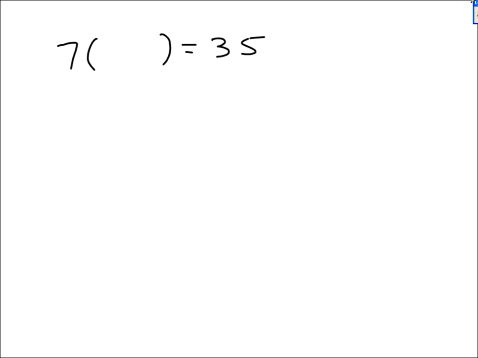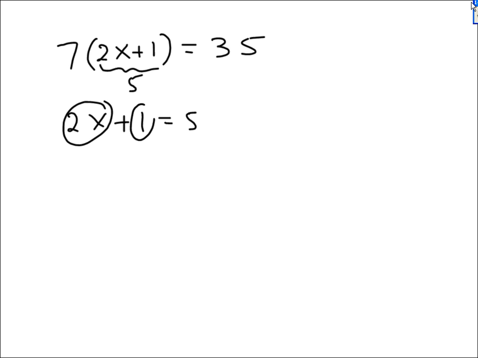Then what's in the brackets is 5. I don't care what you see in the brackets. Whatever you see, it equals 5. If you see, say, 2x plus 1, it's 5. This must be 5. 7 times 5 is 35. 2x plus 1 must be 5.